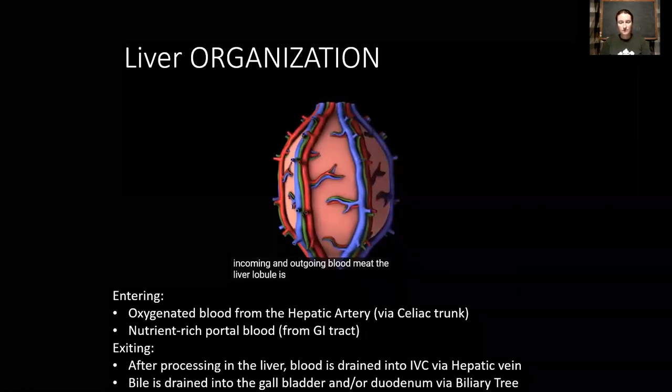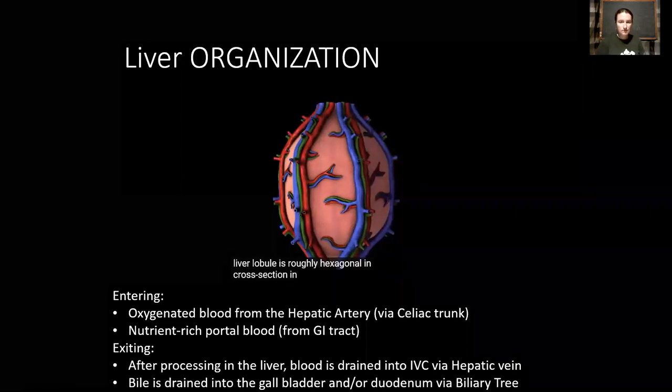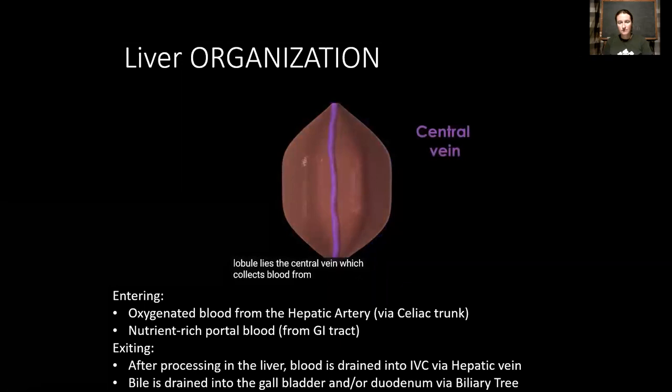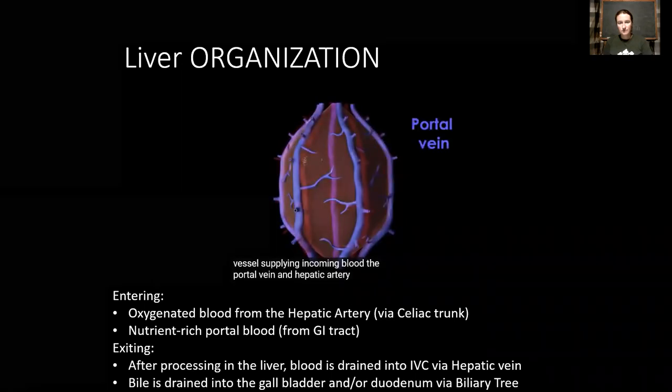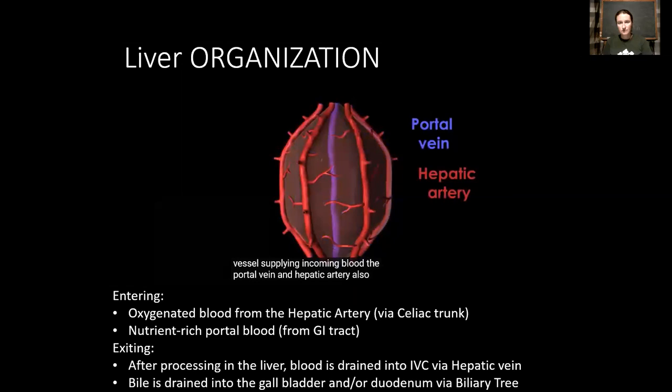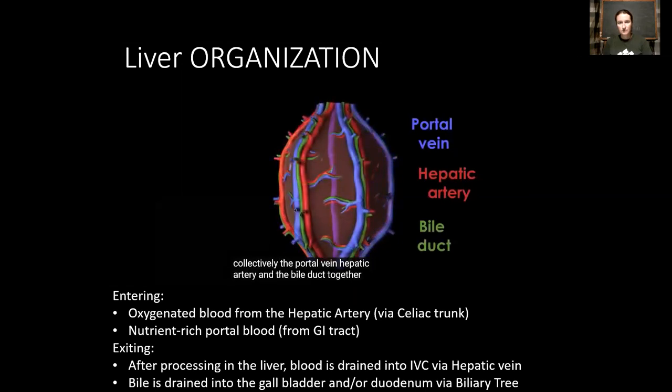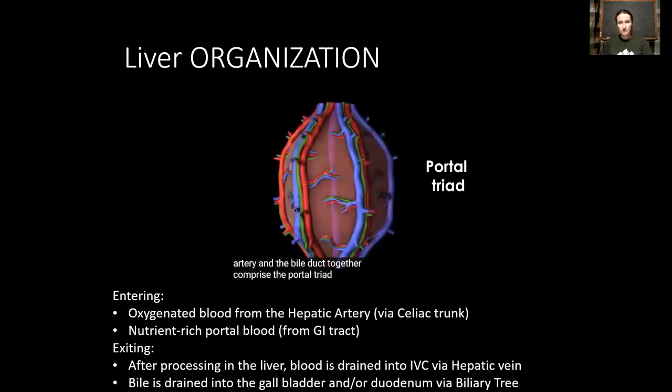The liver lobule is roughly hexagonal in cross-section. In the center of the lobule lies the central vein, which collects blood from the lobule and carries it to the hepatic veins. Located at the lobule periphery are branches of the vessel supplying incoming blood, the portal vein and the hepatic artery. Also located here is the bile duct. Collectively, the portal vein, hepatic artery, and the bile duct together comprise the portal triad.